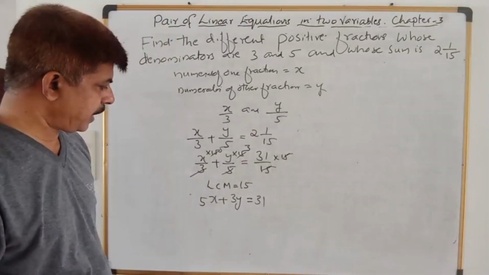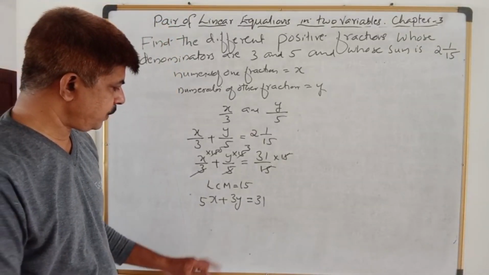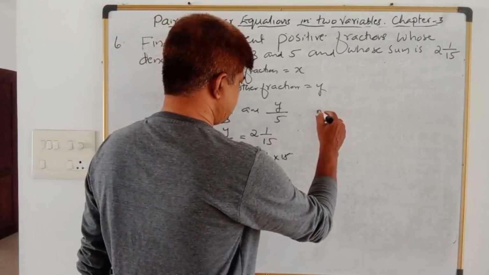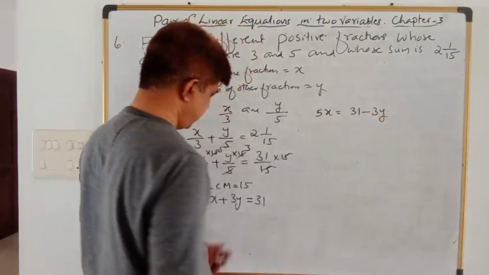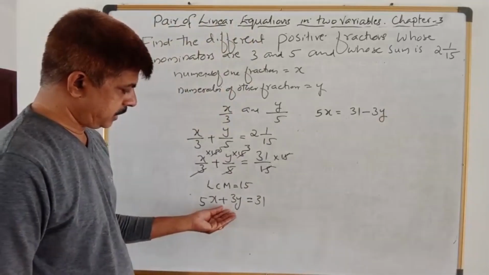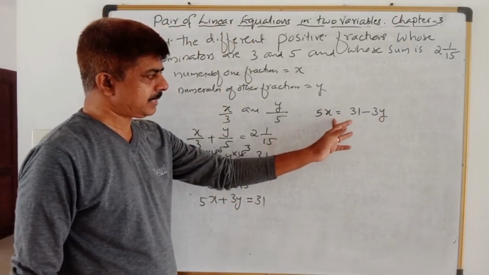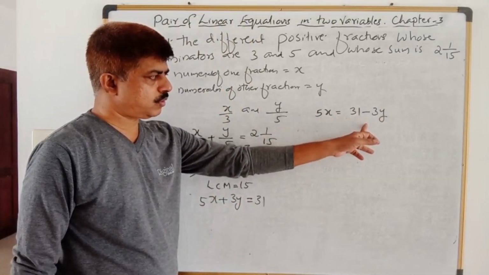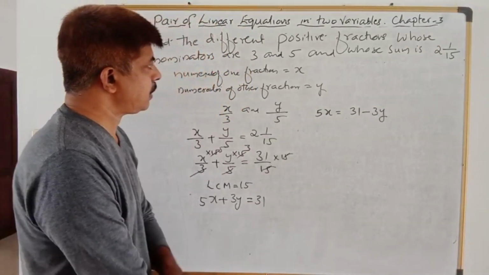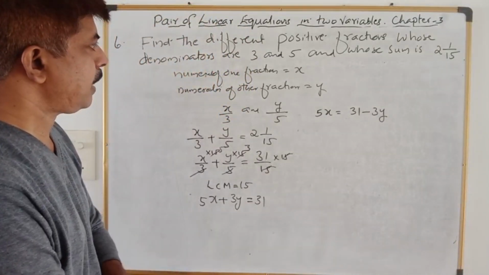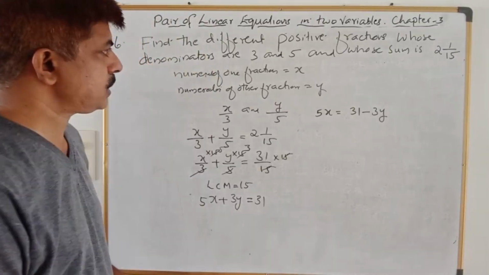Now we are going to find out what x and y are. So we write this equation with x in terms of y. Easily we can then find the y value. As per the question, we know that they are positive fractions.